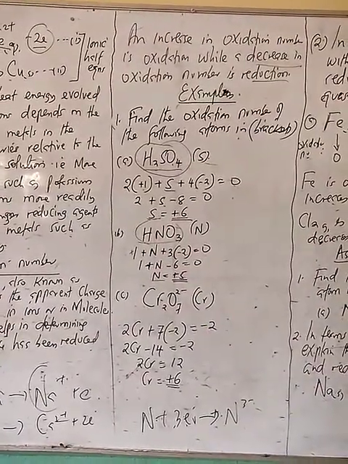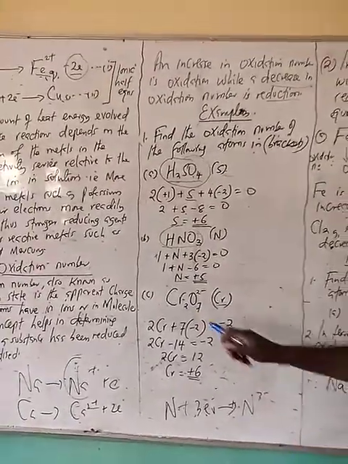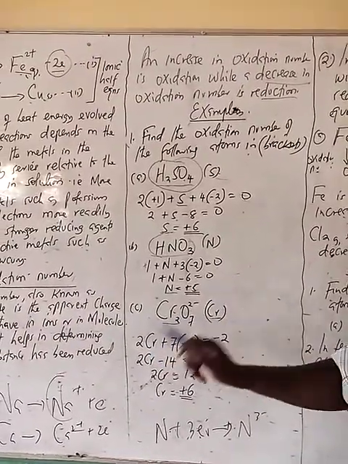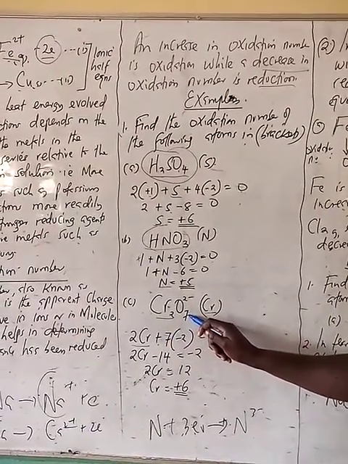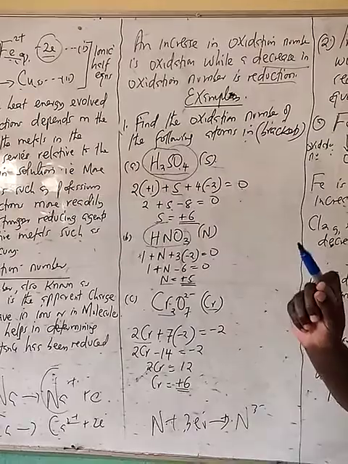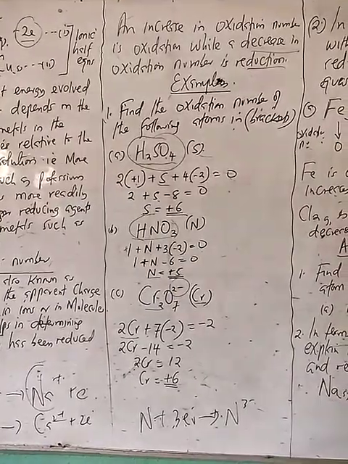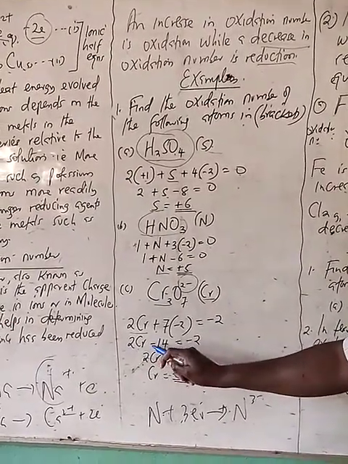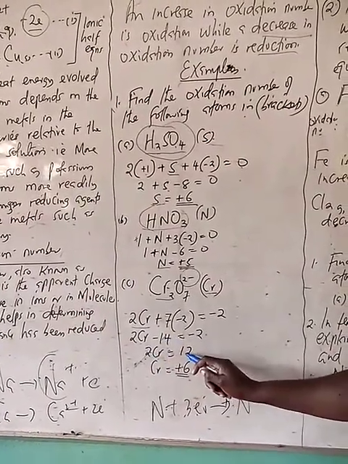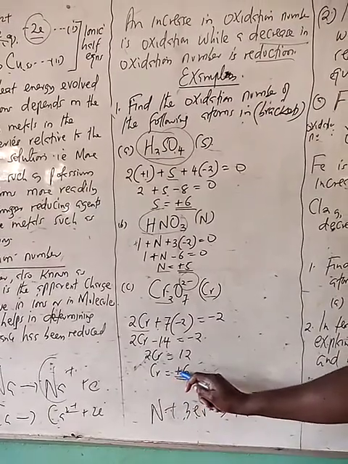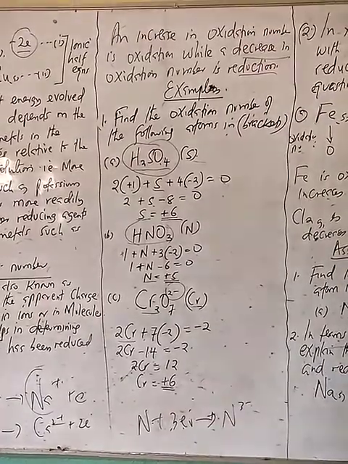Look at this one, a compound which is charged. We want to get the oxidation number of chromium in this compound. We have 2 atoms of chromium, plus 7 atoms of oxygen, and the oxidation number of oxygen is -2. The total is equal to the charge which it contains. This one contains a charge of negative 2. So 2 chromium minus 14 is equal to negative 2. If you collect like terms, 2 chromium is equal to positive 12. It means that 1 chromium is equal to positive 6. So the oxidation number of chromium here is positive 6.